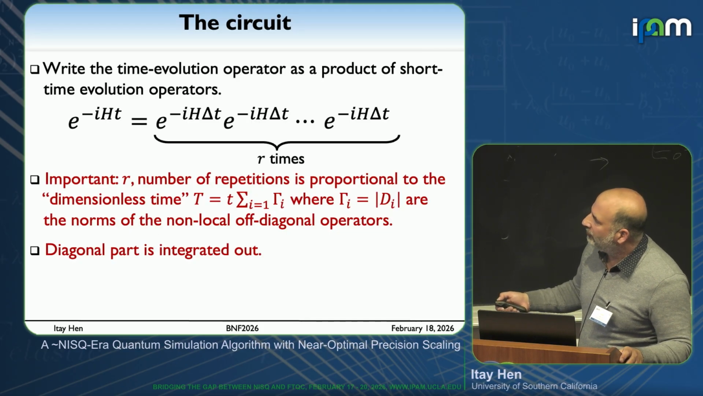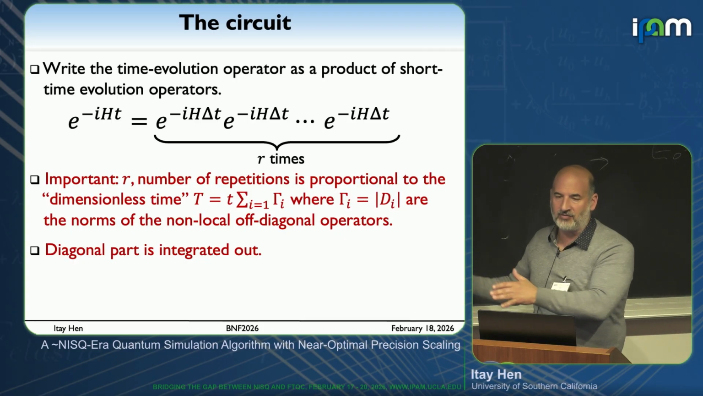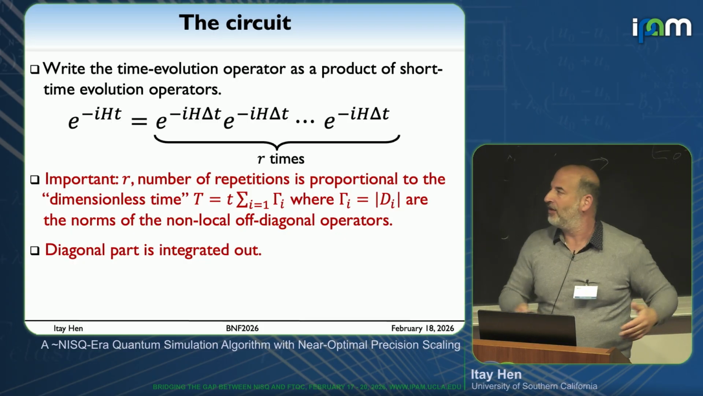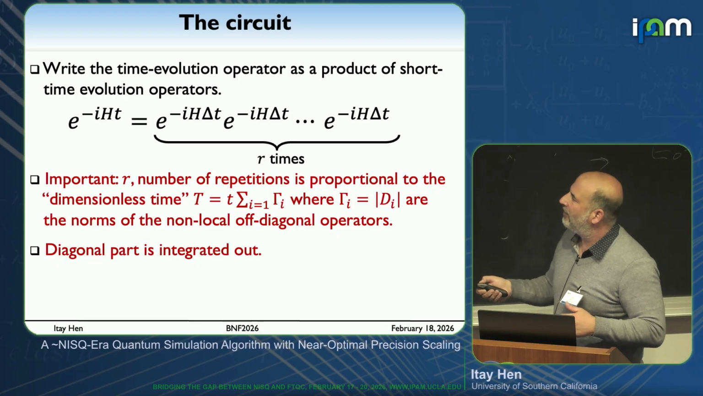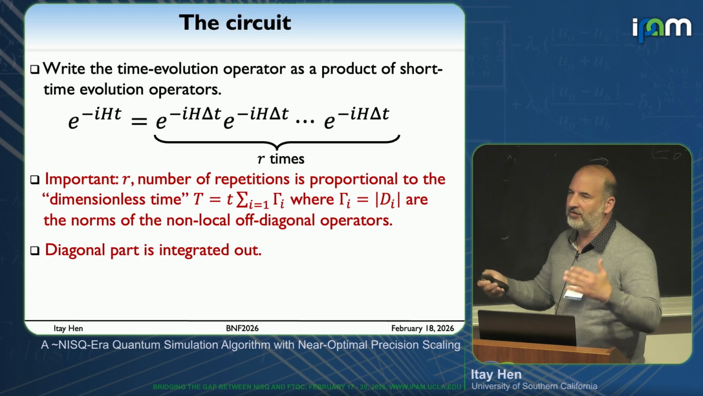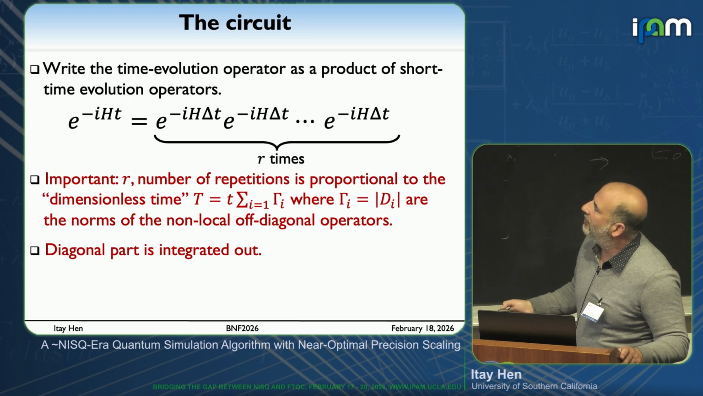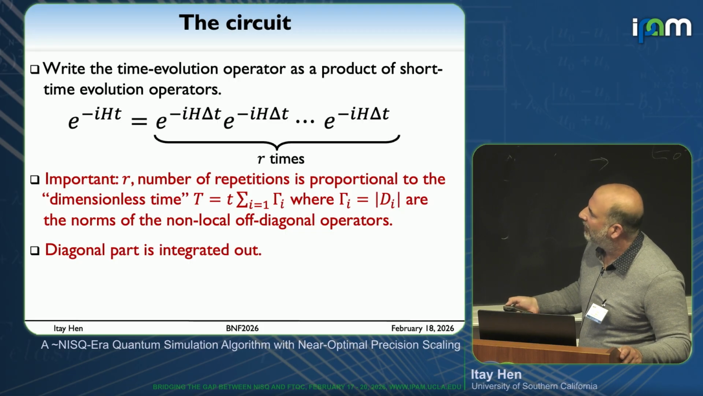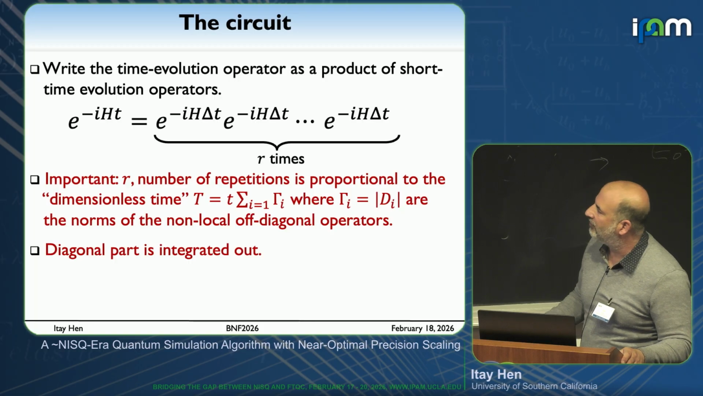But what I'm trying to say here is that we do take short time intervals, but relative to other methods, because we don't only care about the norm of the off-diagonal part, our short time intervals are much longer than other methods, and therefore the number of repetitions is much smaller, inversely smaller.